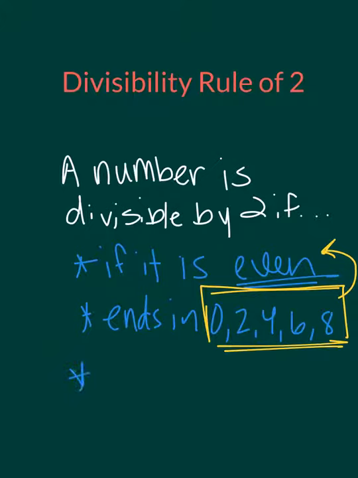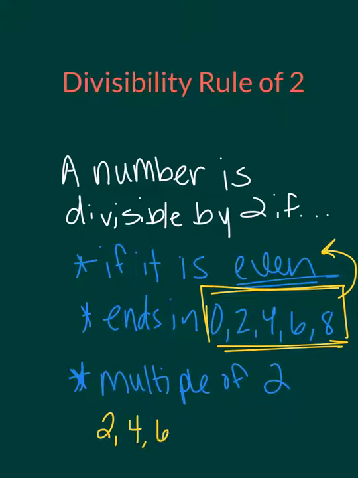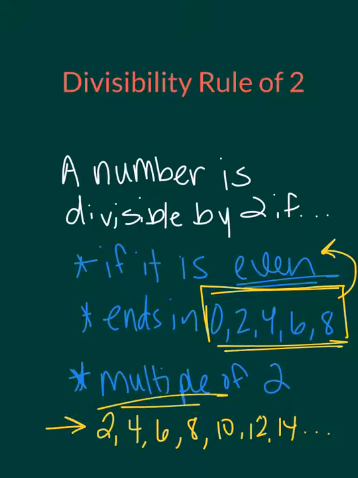The final clue in knowing that a number is divisible by 2 is if it is a multiple of 2. And if we think about multiples of 2, remember when we're finding multiples, we're basically counting by that number. So for example, if we start listing the multiples of 2: 2, 4, 6, 8, 10, 12, 14, and so on, all of these numbers would be divisible by 2 because they are also multiples of 2.